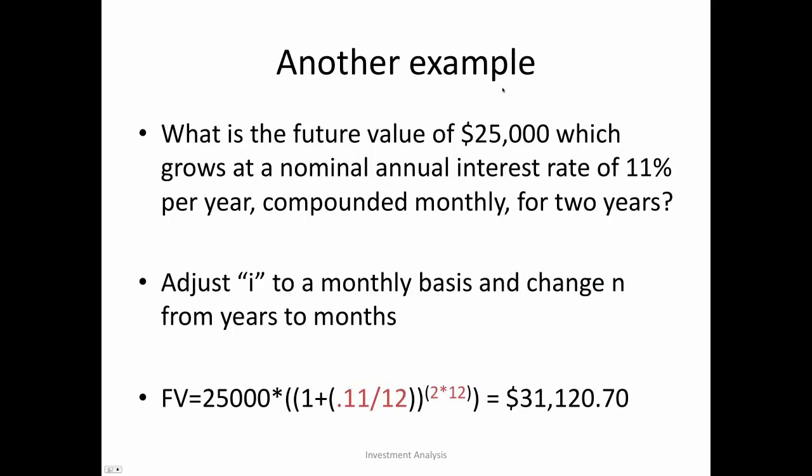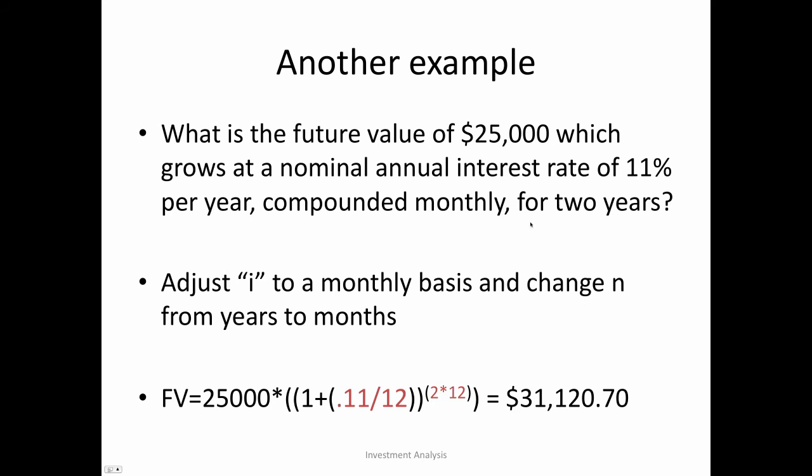Let's look at an example of that. Let's think about what the future value of $25,000 would be when it grows at a nominal annual interest rate of 11% per year, but that interest is compounded monthly, for 2 years. You might be tempted just to calculate the future value by applying the future value equation, where $25,000 is the present value, 11% is the interest rate, and n is equal to 2. But that would be wrong.